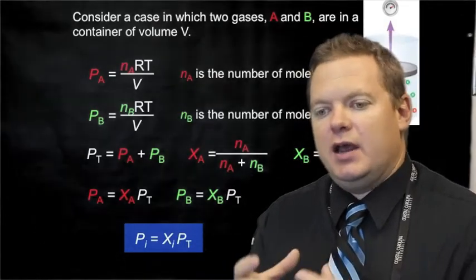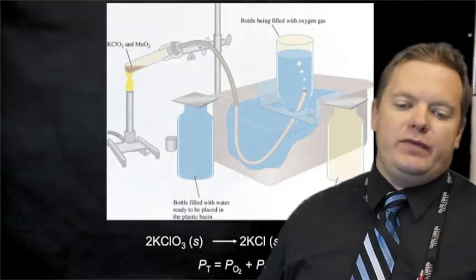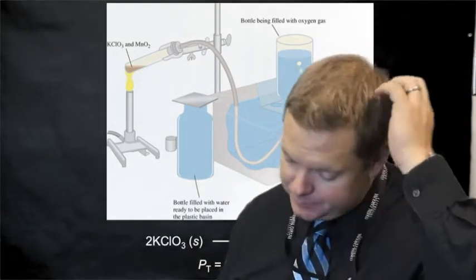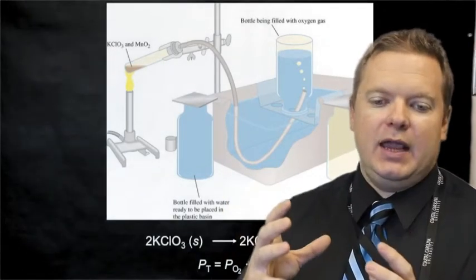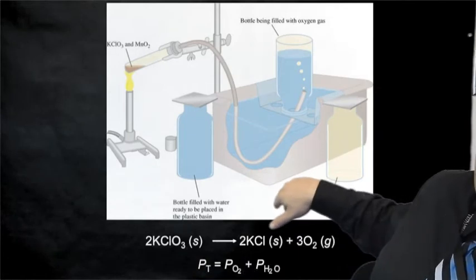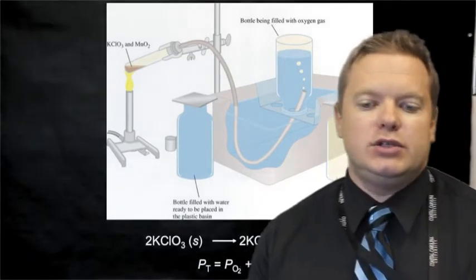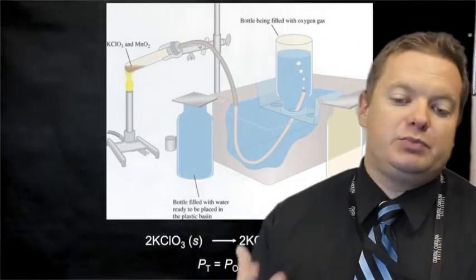Now inside that container we're going to have a mixture. So let's look at this. So let's say we have potassium chlorate, and we're going to decompose it. Right? We're going to add heat. It's going to break apart into potassium chloride and oxygen gas. Right? We're interested in how much oxygen gas is produced, so what we're going to do is collect that by the displacement of water.